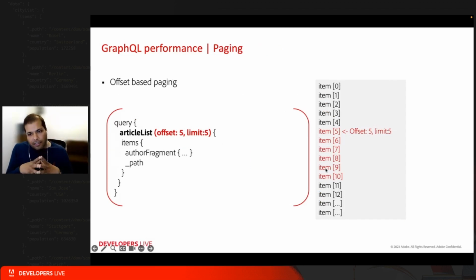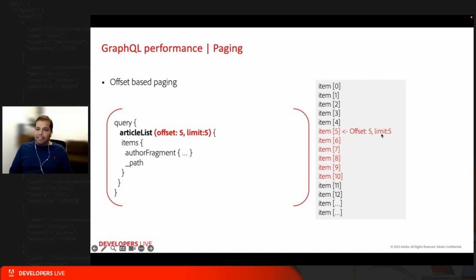Now let's talk about paging for GraphQL results. You get support for two types of paging. First, the offset-based paging. In this example, using a list query, you can specify a starting offset, and then the number of results that you want to get starting from that offset. So here you are basically fetching a maximum of 5 items starting from the offset 5.